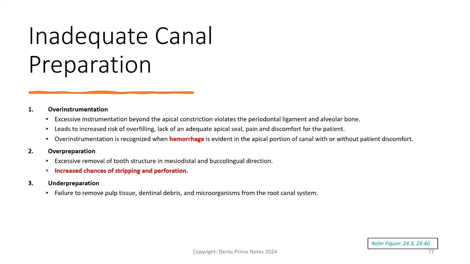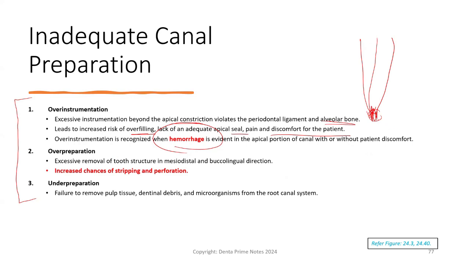Now we are moving to complications due to inadequate canal preparation. These can be over-instrumentation, over-preparation, and under-preparation. Over-instrumentation is excessive instrumentation beyond the apical constriction, which violates the periodontal ligament and alveolar bone and leads to increased risk of overfilling, lack of adequate apical seal, pain, and discomfort. It is recognized when hemorrhage is evident in the apical portion of the canal with or without patient discomfort. So, over-instrumentation is usually in the vertical direction.